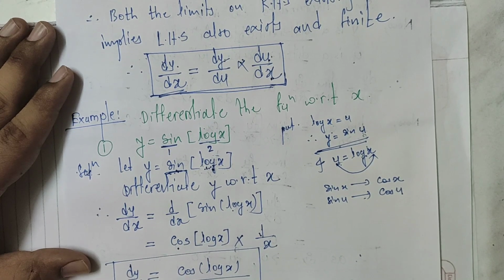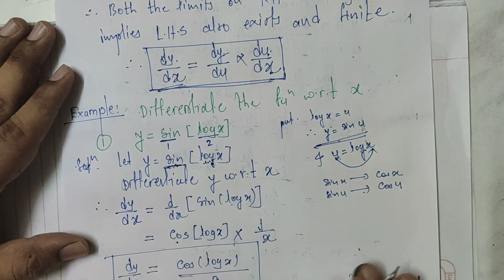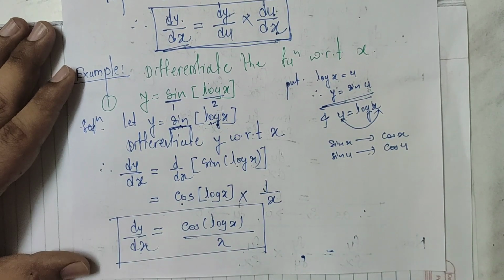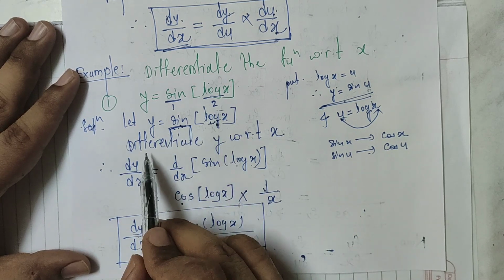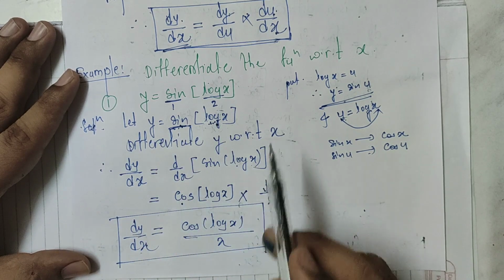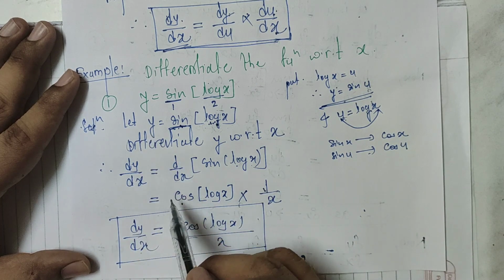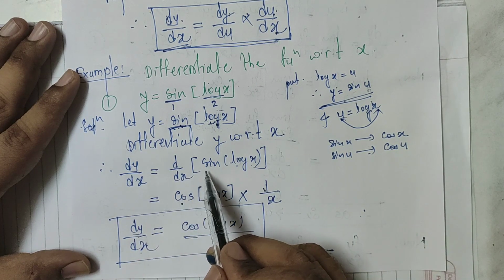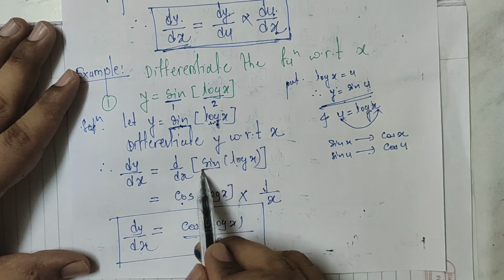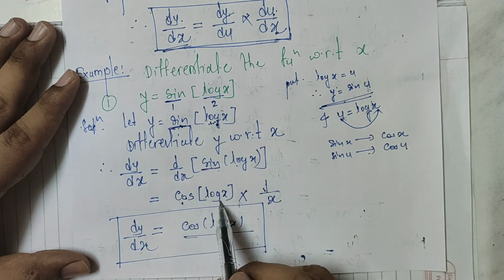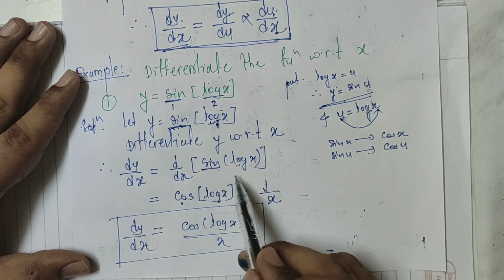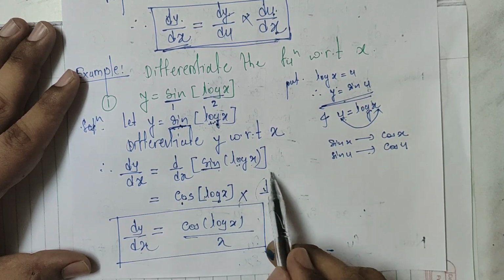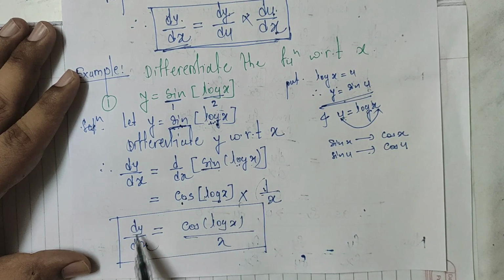Okay, you understand it? This is the derivative of a composite function. Let us again revise. Let y is equal to sine of log x. First of all, differentiate y with respect to x. Therefore dy upon dx is equal to the derivative of sine of log x. Here the first function is sine, therefore we take sine's derivative, cos of log x as it is. Then which function remains? We find the derivative of log x, which is 1 upon x. Then multiplying these two, we get dy upon dx.